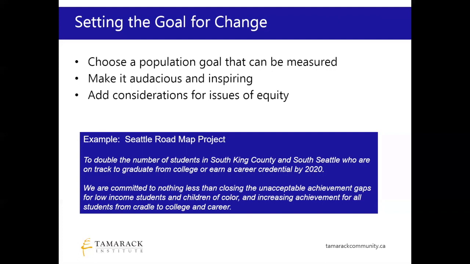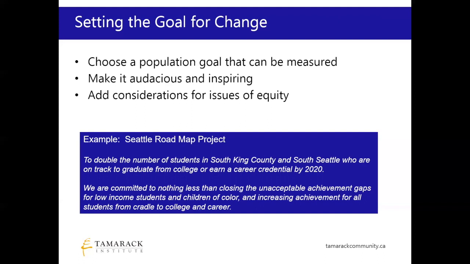So here's an example. This is the Seattle Roadmap Project out of Seattle, Washington. Their common agenda goal is to double the number of students in South King County and South Seattle who are on track to graduate from college or earn a career credential by 2020. What this goal says is that they need a baseline, right? They need to know how many students currently are on track in these two geographic communities, South King County and South Seattle, and then how many they want to get to in order to double that number.